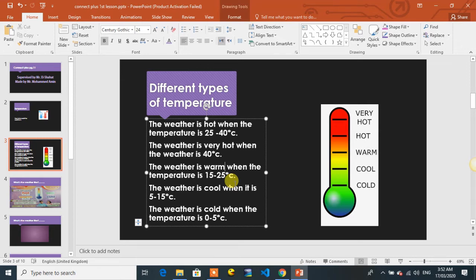It's not so cold, not very cold, not very hot. It's always warm between 15 to 25 Celsius here in the middle. You know, it may split the thermometer into halves.